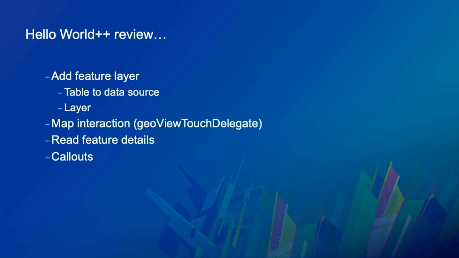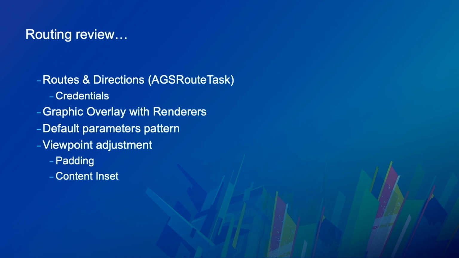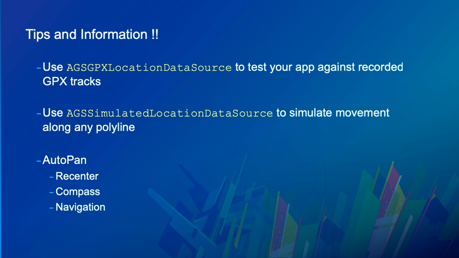We looked at how we added some feature layer to the map. We did interaction with it by tapping on a feature, showing a callout. And we did some routing and did some viewpoint adjustment using content insets and padding. When you're working with location display, many times you want to simulate location. Xcode provides a great way for you to set a custom location, but many times you want to simulate along a specific path. The SDK provides a couple of data sources for you that can simulate locations based on information in a GPX file that you might have, or a route geometry polyline that you might have created. And there are a number of autopan modes that we provide that automatically recenter the map as the location changes.